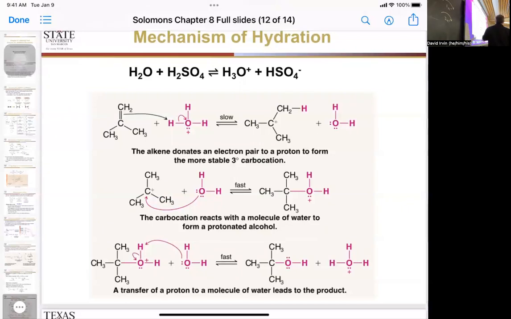And then the next step is a fast step. We have water, which we generated because we transferred a proton, now acting as a Lewis base, using its lone pair of electrons to make a new sigma bond with the carbon that's partially positive, and then we get this protonated alcohol. Okay, so now we have to lose a proton to generate our neutral alcohol and regenerate our acid. So it's acid catalyzed.